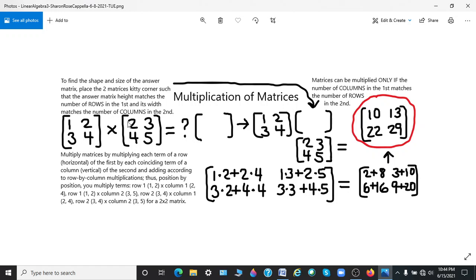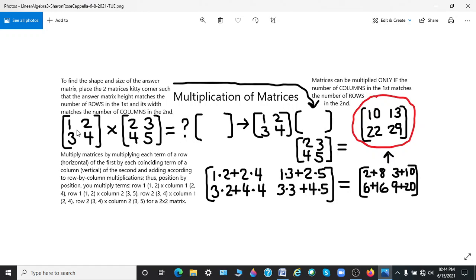So it would be 1 times 2 plus 2 times 4. 2 plus 8 is 10. Then you have 3 times 2 plus 4 times 4. 6 plus 16 is 22.